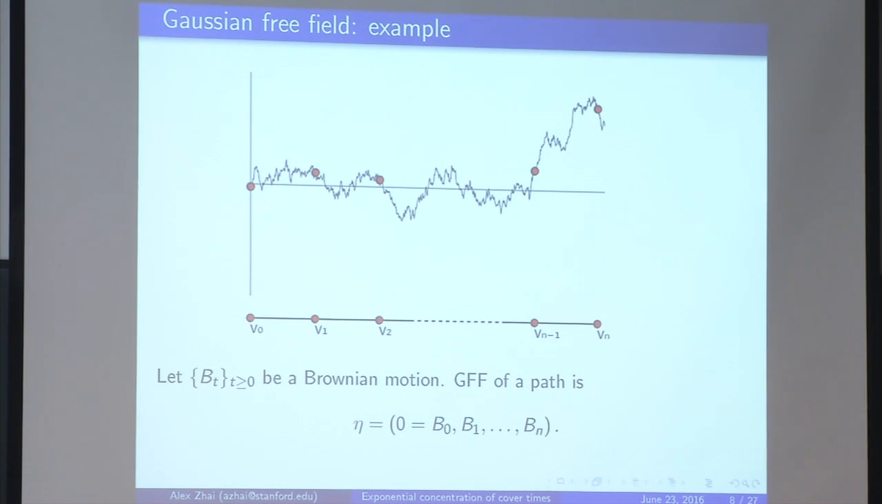One way of getting the Gaussian free field is just to make a Brownian motion starting from v0 here. I'm imagining these v0, v1 up to vn being spaced one apart on the x-axis. Then I can just make a Brownian motion like this, and the values of my Gaussian free field at vk will just be the value of the Brownian motion at time k. So this is also a good example to keep in mind.